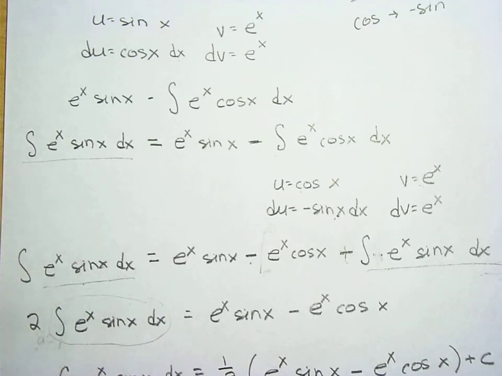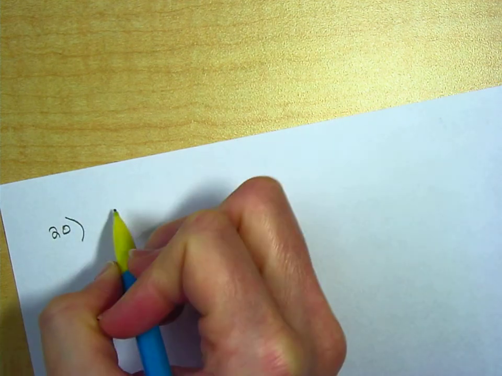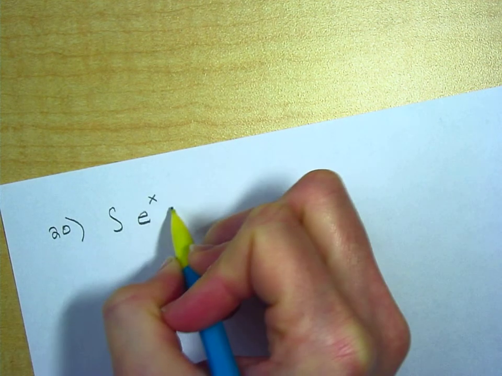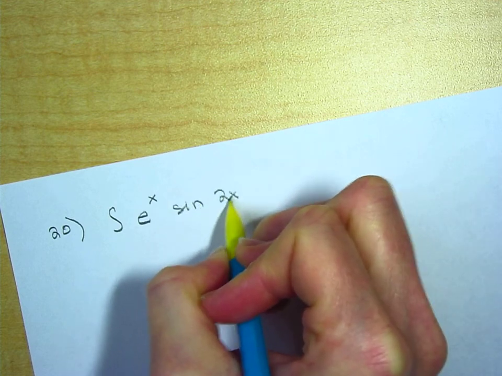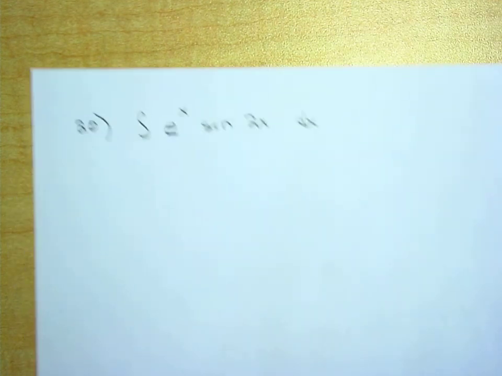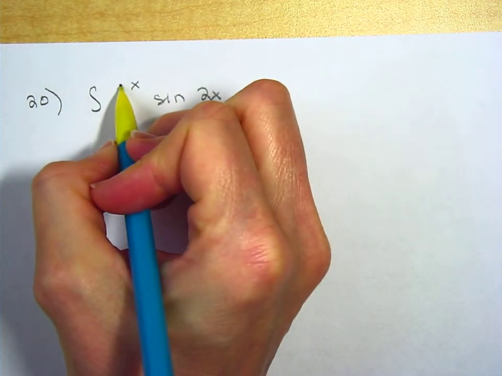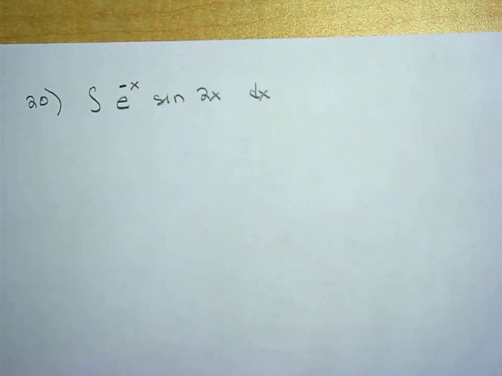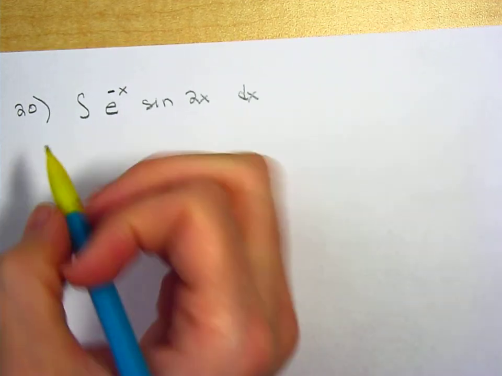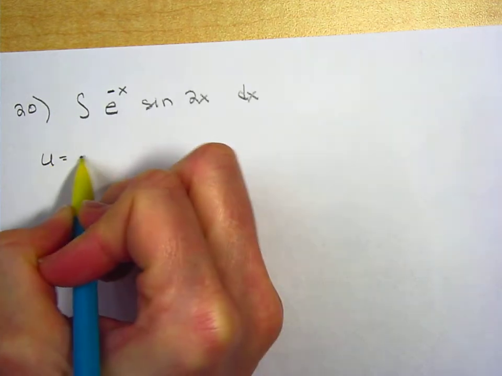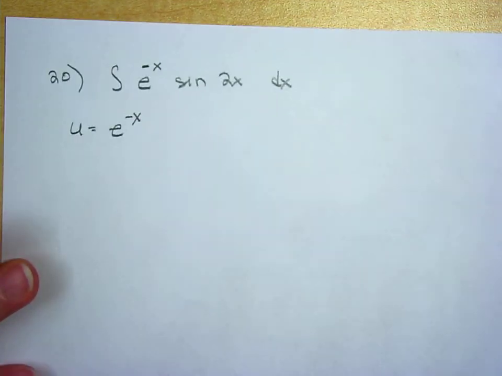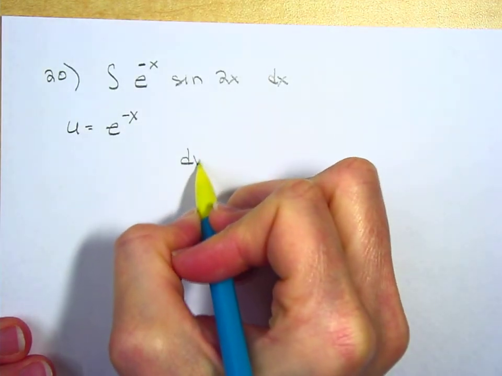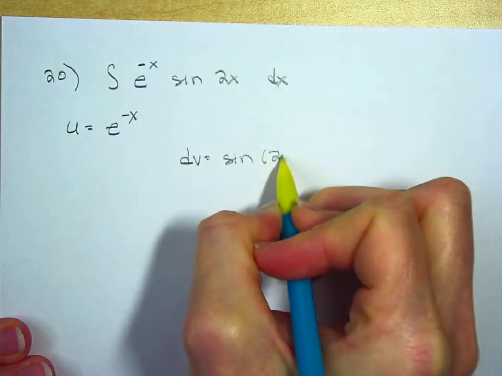Let's look at 20. I think it might be similar. So number 20 is the integral of e to the negative x sine of 2x dx. Yeah, it looks like it might be similar, just a little bit messier. Let me make sure I copied that right. Yes. Okay. So I'm going to start this one with u equals e to the negative x, and then dv will equal sine of 2x.